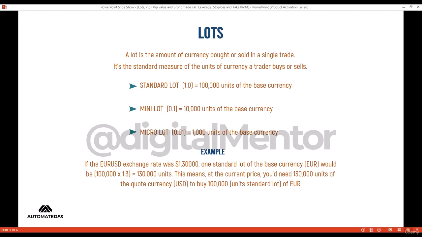Your lot size basically determines how much your risk exposure is to the market, okay? And so it means we're going to be working a lot with lot sizes. So that will be it for this video, and see you in the next.